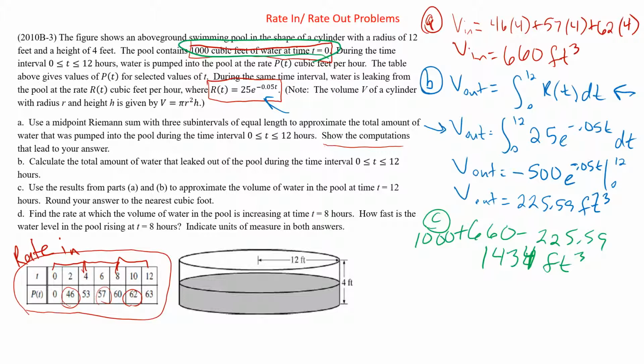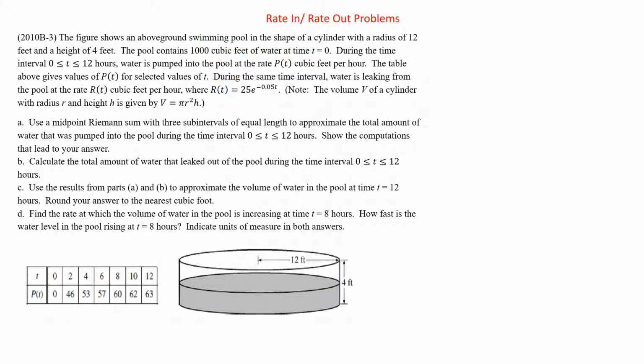And so that's part A, B, and C. We need part D. We need a little more room for that one. So there we go. Part D. Find the rate at which the volume of the water in the pool is increasing at time t equals 8 hours. How fast is the water level in the pool rising at t equals 8 hours? Indicate the units of measure in both answers.